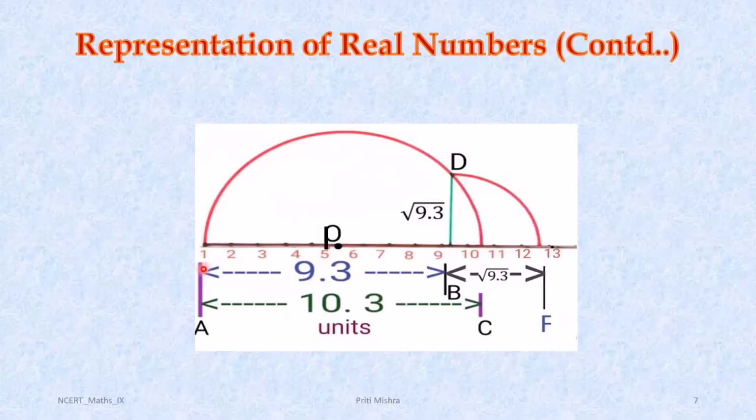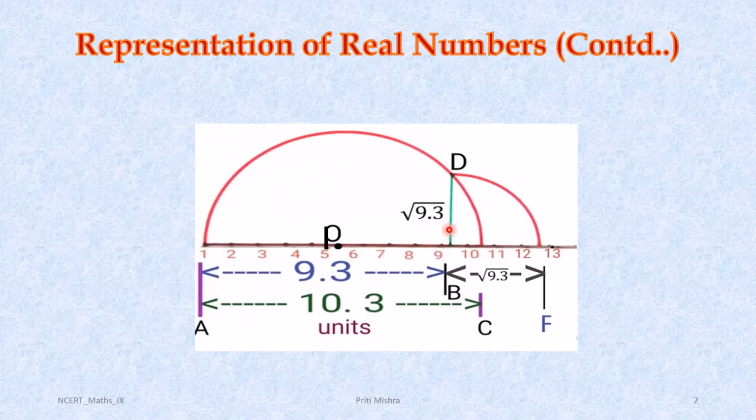So here we have drawn a semicircle on the diameter AC. AC is the length 10.3 units. Then the point where we are having 9.3 unit measure, the point B. At the point B, we will drop a perpendicular here, and where this perpendicular is intersecting this semicircle, this line segment is giving us square root 9.3.